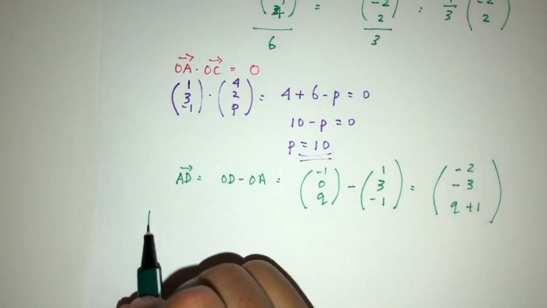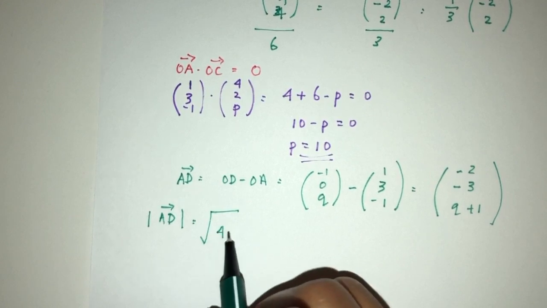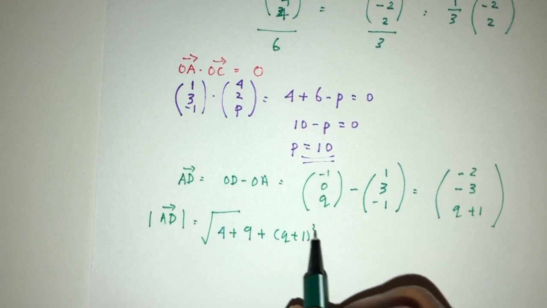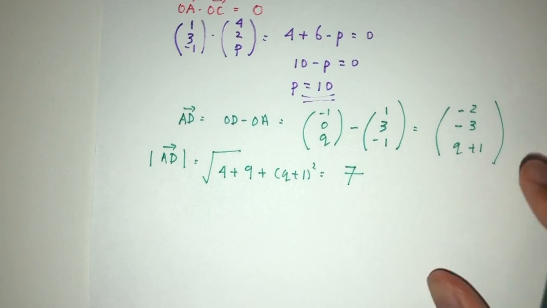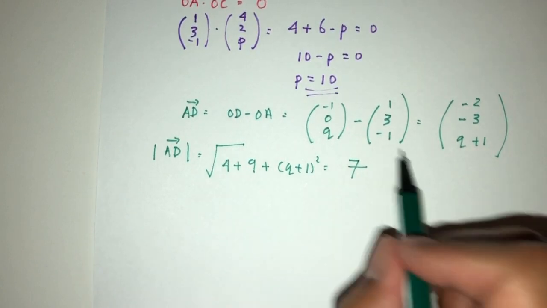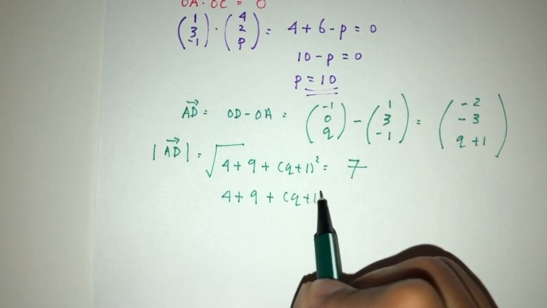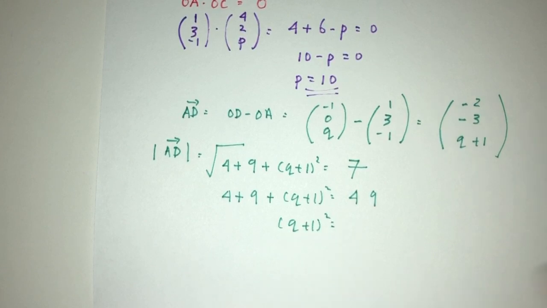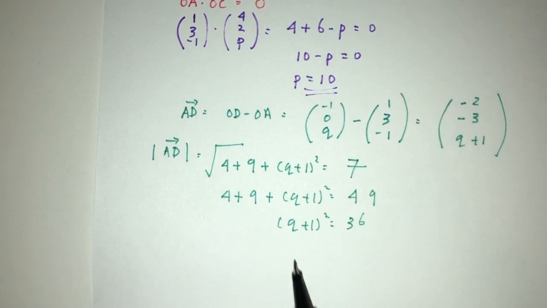Now how would you find the length of AD? By definition, that will be root of 2 squared is 4, plus 3 squared will be 9, and then plus (q plus 1) squared, that should be the value of 7. So we can square both sides. You will have 4 plus 9 plus (q plus 1) squared, that should be 49. So (q plus 1) squared should be 49 minus 9 minus 4, that should be 36, which means q plus 1 could be plus or minus 6.